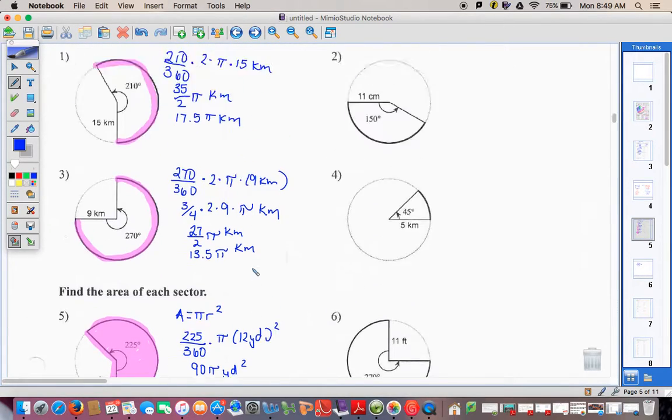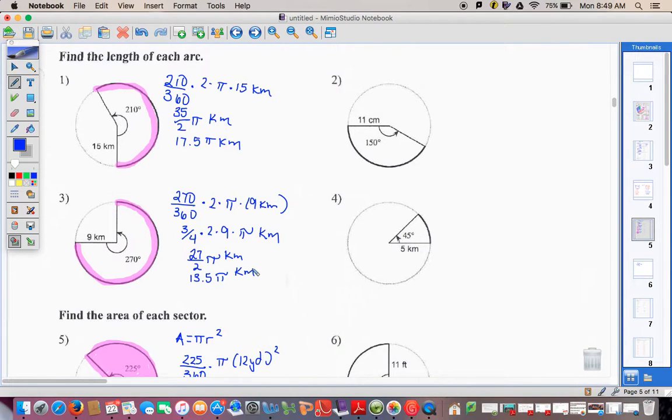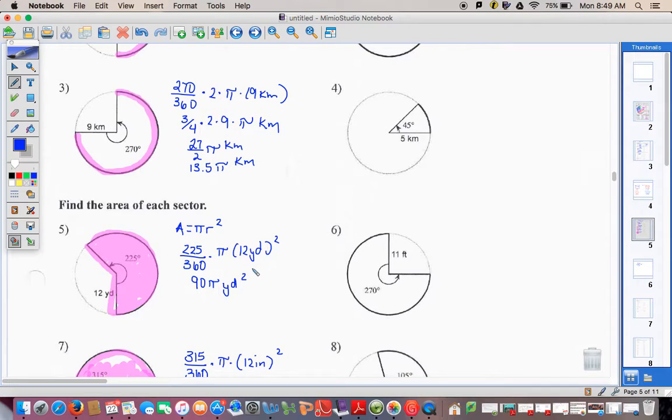So that is what we're doing for finding the length of each arc and finding the area of each sector. Again, you're just using the circumference and the area formulas, but because we're not looking for the entire 360 degrees, we've got to use that angle in the middle. We call that angle a central angle, and we want to know what area is formed. So we're using the central angle, 225 here, divided by 360. That's going to give us this particular portion, and that's what we're looking for.